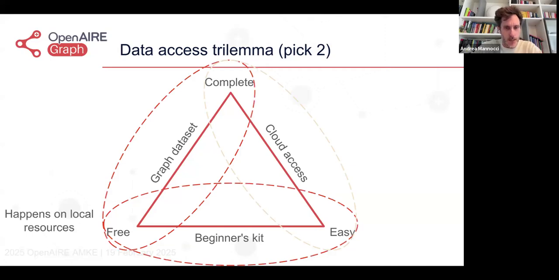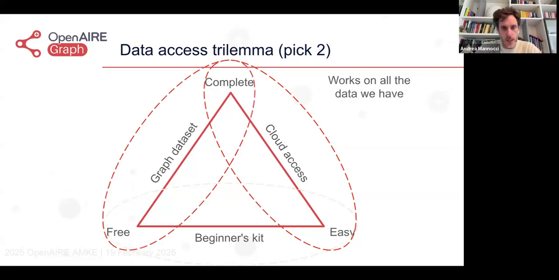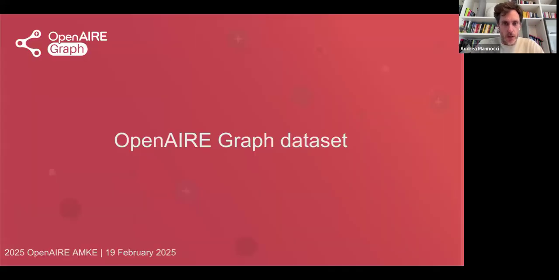What is the common factor between the graph dataset and the beginner's kit is that everything happens on local resources, so on your laptop, on your machines. What the beginner's kit and the cloud access have in common is that both rely on SQL as a language to access and query the data. And the commonality between the graph dataset and cloud access is that everything works on all the data we have. So there's no subset we rely on. So let's go now in a quick progression through the three products.